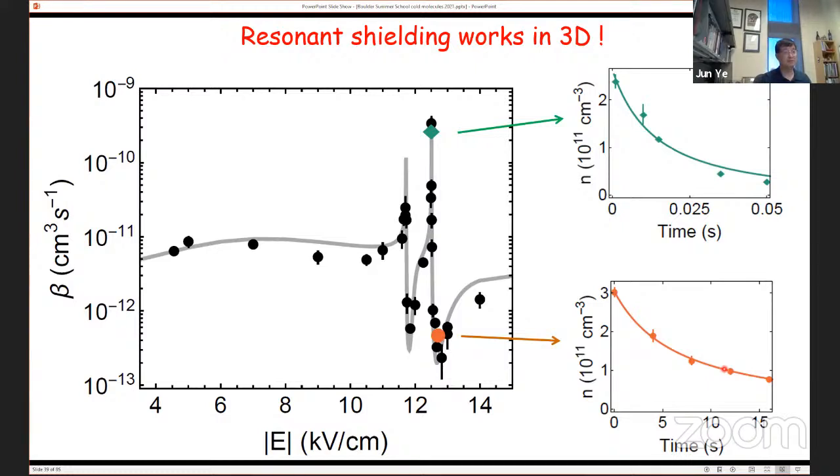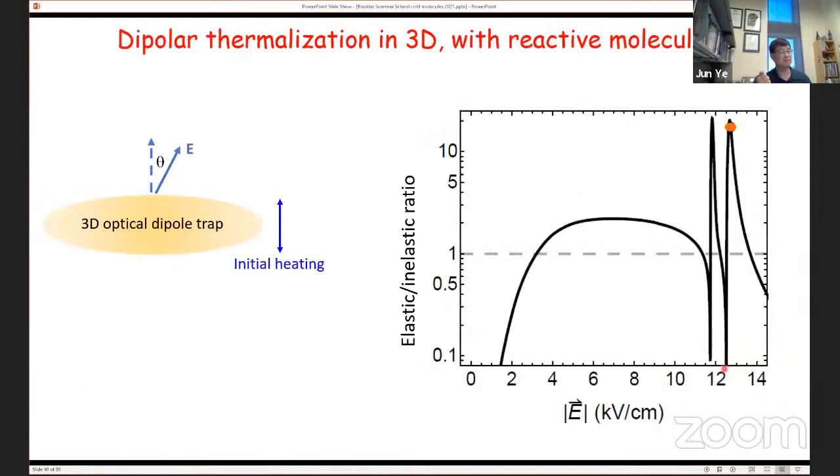The only question then you may want to ask is, well, what about the elastic part of the dipole interaction? Now that you finally got a 3-dimensional trap of molecules living there for a long time, and you can turn on the dipole moment, you can shield away the loss. What about the elastic part of the dipole interaction? And that's something we want to demonstrate as well.